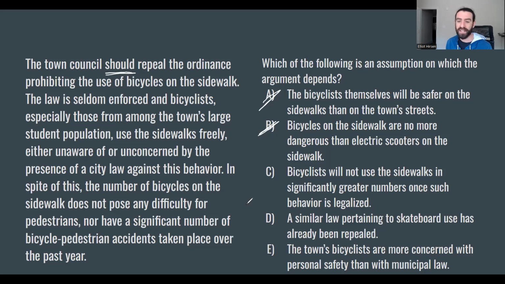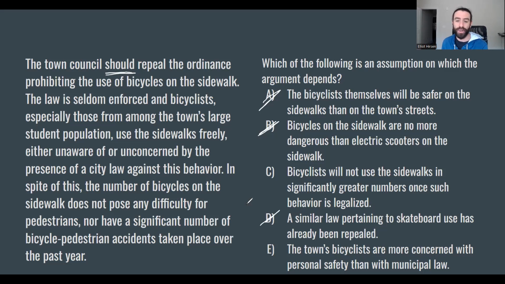Answer choice D says a similar law pertaining to skateboard use has already been repealed. If you weren't familiar with this before, you are now, just like the electric scooters, right? What does skateboard use have to do with it, or some other similar law? We're really only concerned with whether or not we should repeal this ordinance about bicycles on sidewalks. Let's get rid of answer choice D.